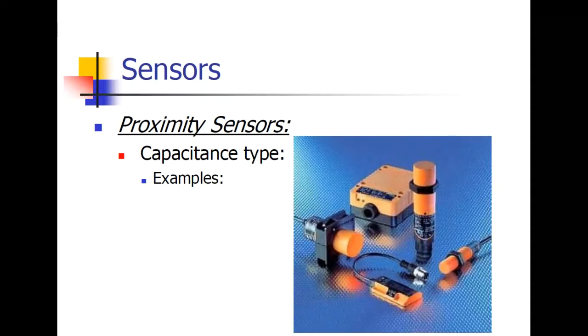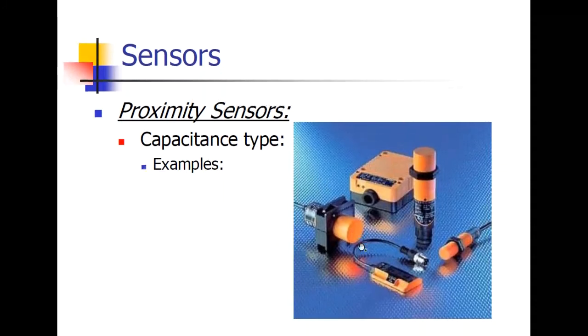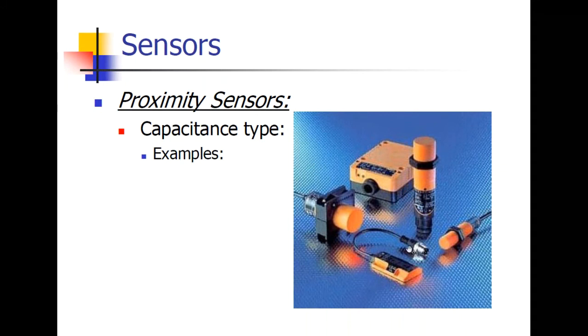So the capacitive type sensors here, now you notice these ones are orange, but again, that's the color of the manufacturer. You look at the shapes and sizes they come in. Looking at them, you can't really just look at it and say that's capacitive or that's inductive, because the boxes or the cylindrical shapes they come in are basically the same.